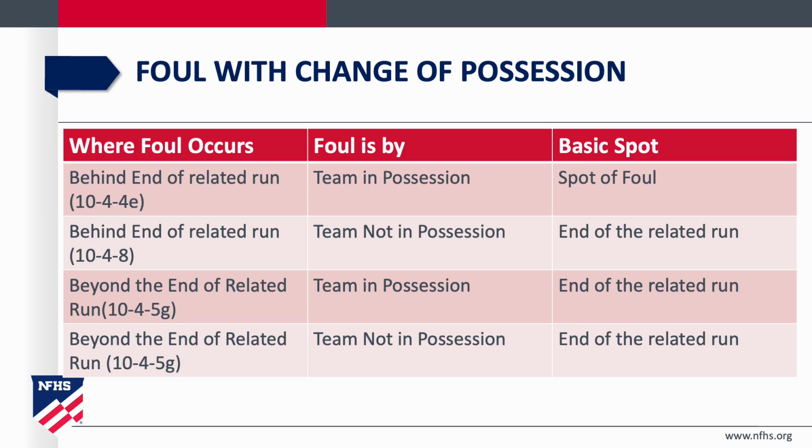Now, once we establish that Team B has gained possession with clean hands and any fouls by Team A have been declined, we can have penalties enforced after the change of possession takes place. The enforcement, just like with normal live ball fouls, is based on who commits the foul and where the foul takes place. If we have a foul by the team in possession behind where the play ends, we go back to the spot of the foul. Otherwise, all other fouls will be enforced from the end of the related run. This includes any fouls committed by the team not in possession, or a foul by the team in possession which occurs beyond the end of the related run.